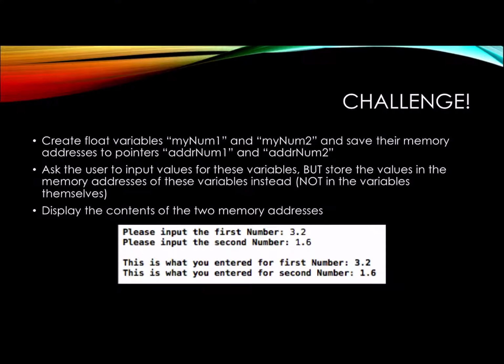Okay, so I have a sample output here. The user inputs 3.2 and 1.6 for the first and second number respectively, and it just displays the values of those numbers. Okay, so let me show you the solution. Again, this is programming. You may have a different solution than mine, but basically this is how you do it.